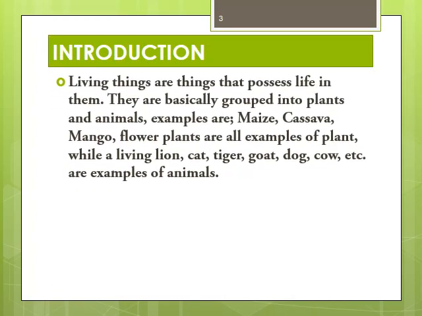Now let us look at the introduction. What are living things? Living things are things that possess life in them. They are basically grouped into plants and animals. For example, maize, cassava, mango, and flowering plants are examples of plants, and examples of animals include lion, cat, tiger, and so on.